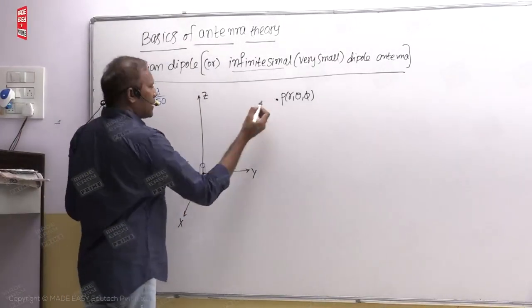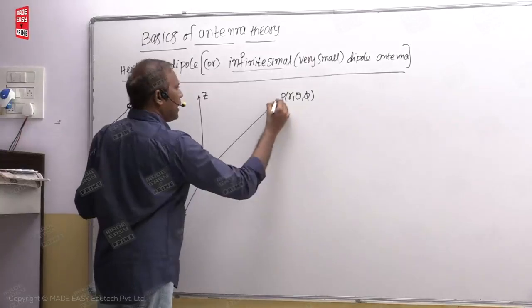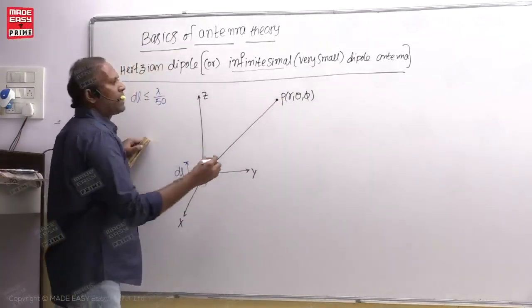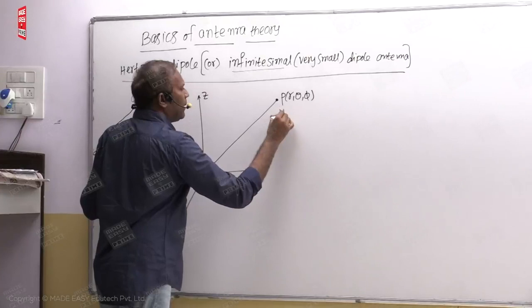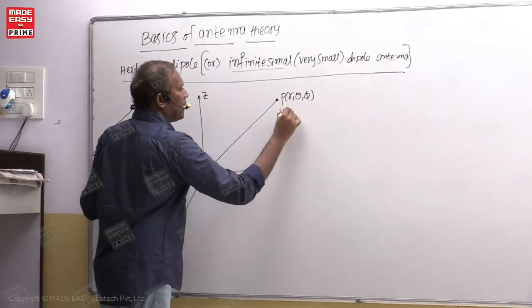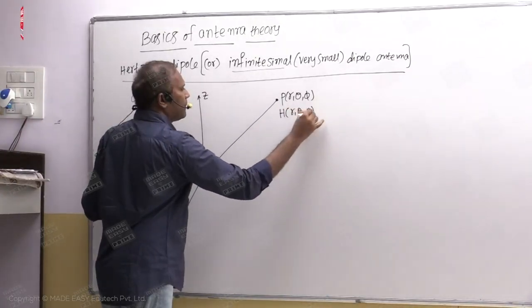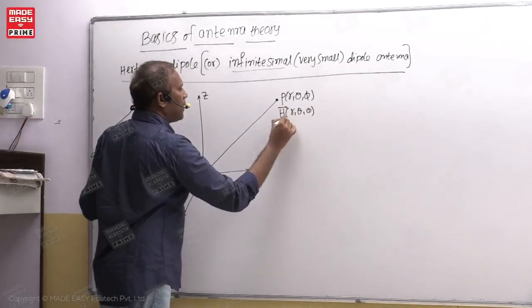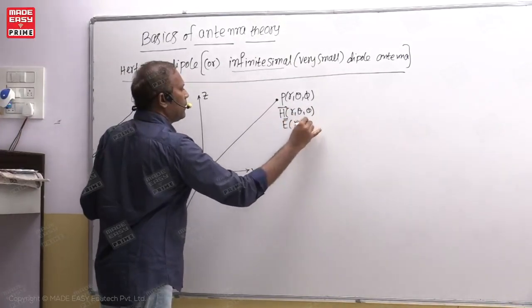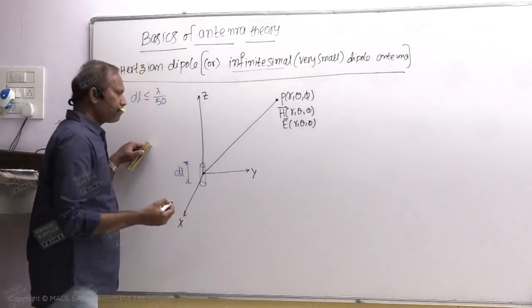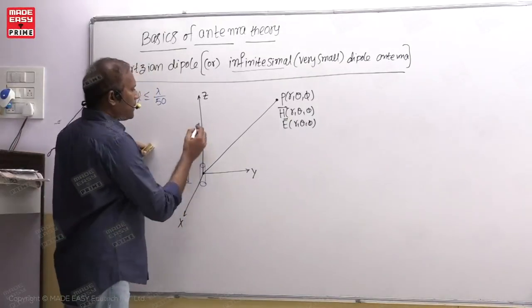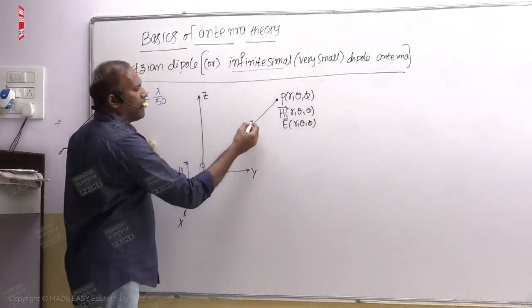Now at this location, from the origin, you will be measuring the electric field quantity and magnetic field quantity, and they are functions of r, theta, phi. Now this is the z axis. What is the name of this?